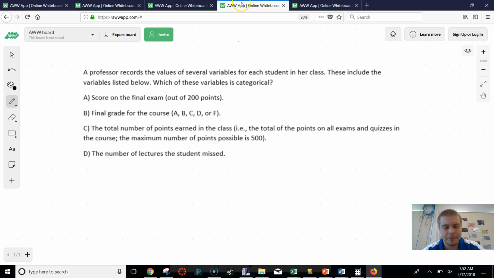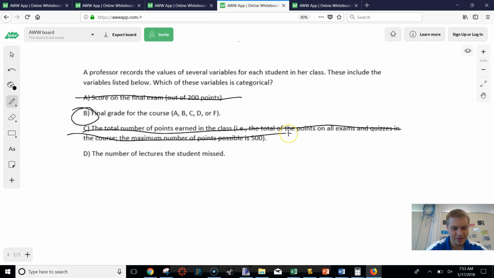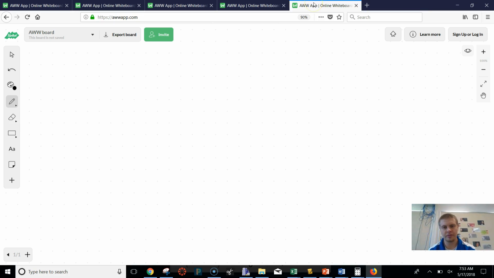Let's look at the next one. A professor records values for several variables for each student. These include the listed variables. Which one of these are categorical? So categorical is the type that you have no numbers. Quantitative, you have numbers. So the first one's bad. We have numbers. The second one, oh, that's categorical. It has no numbers. The third one has numbers. The fourth one has numbers, because it's the number of students that miss. So anything that is number-based is quantitative. Anything that is category-based is categorical.